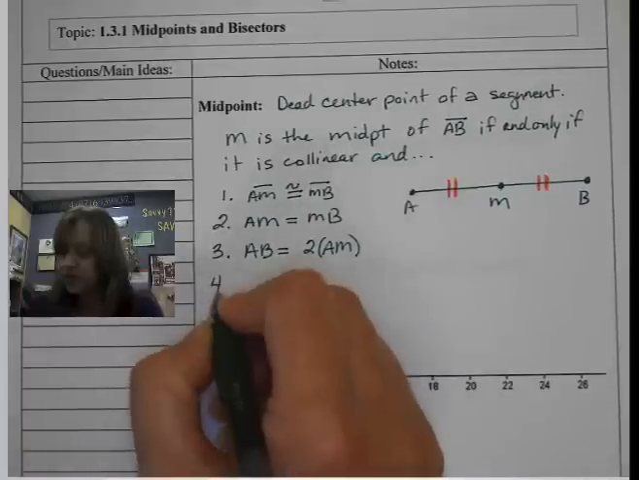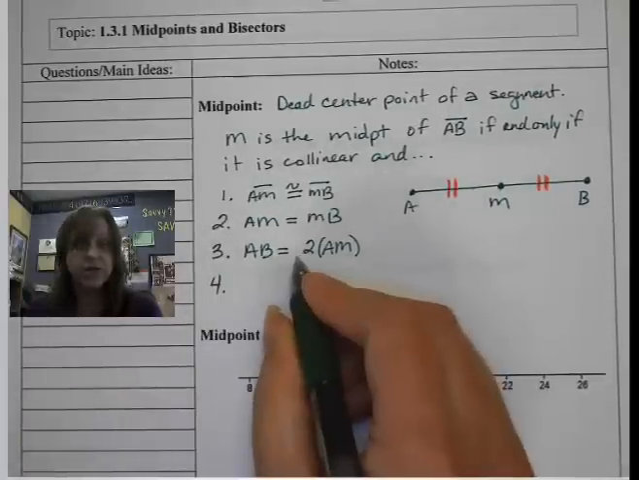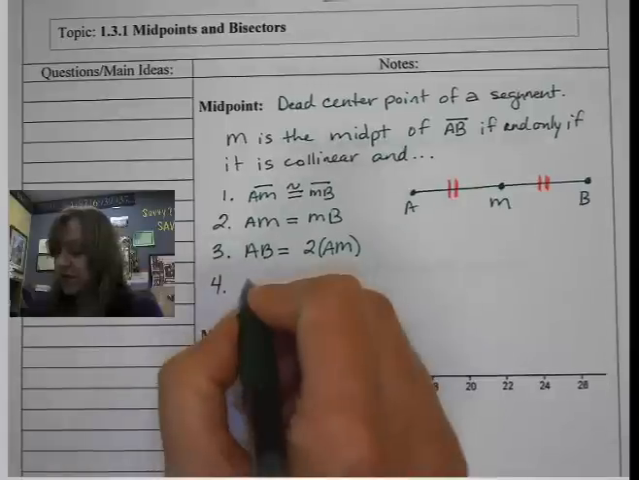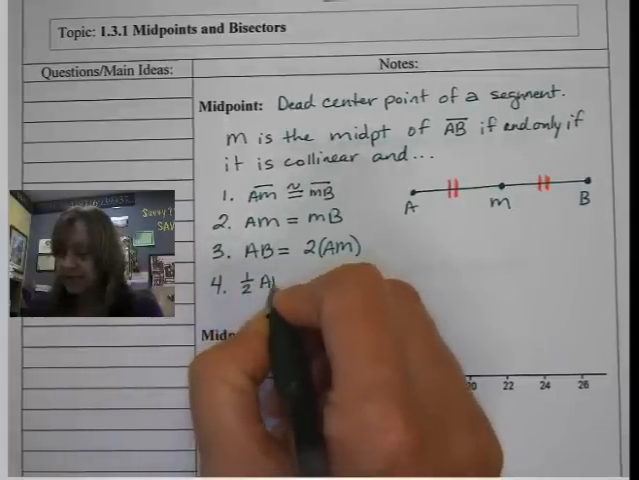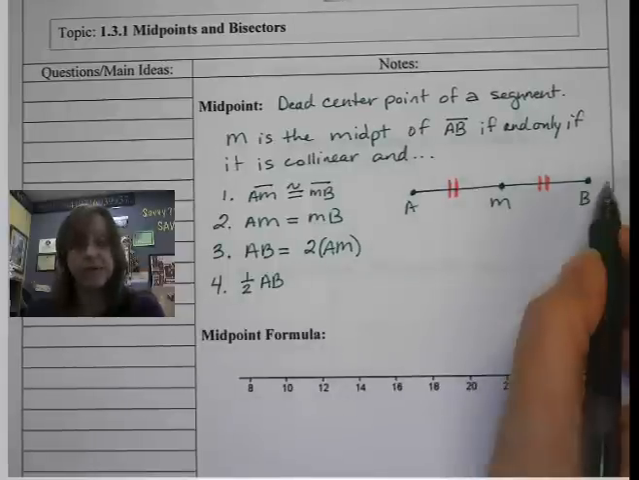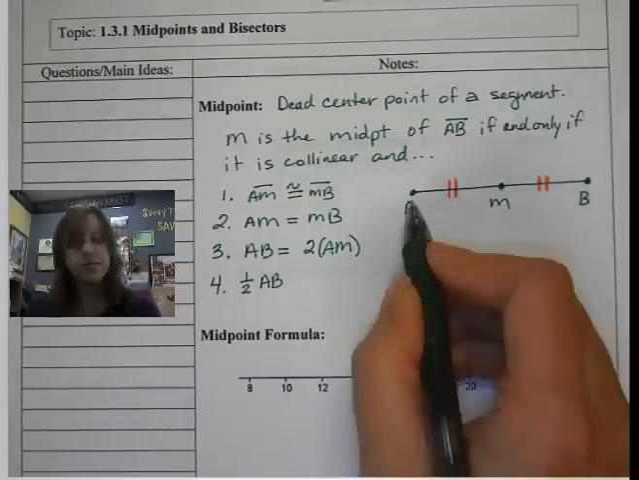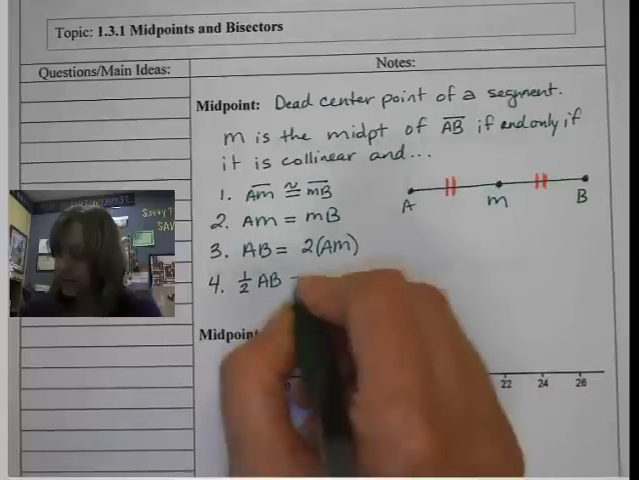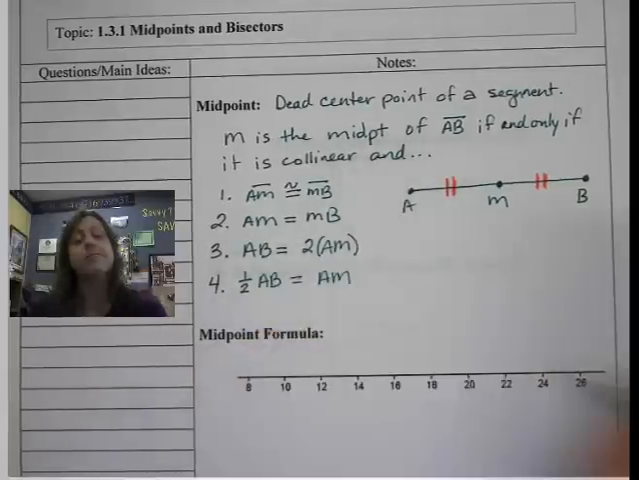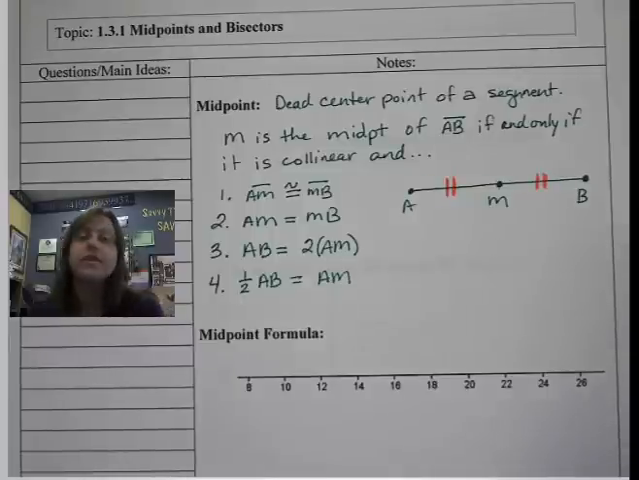And then the last way you could do this is kind of a reversal of the number 3. What if you took only half of your AB segment? What is half of the AB segment? Well, that would be one of the AM segments. So that would equal the distance from A to M. Any of those 4 things is true if you know that you have a point that's a midpoint.